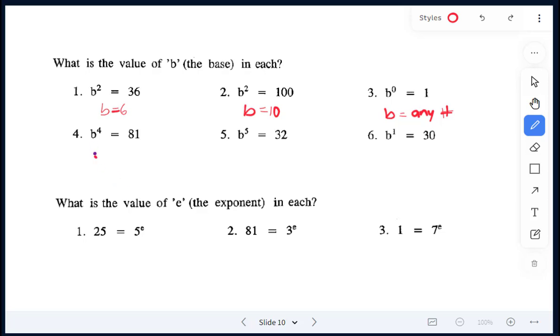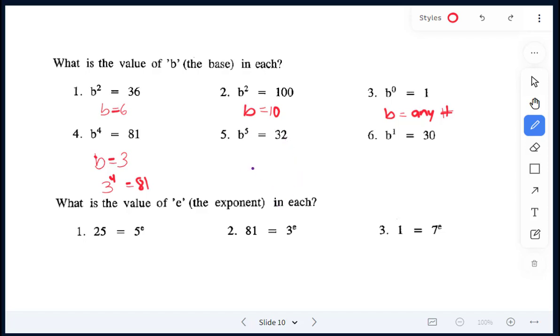Here, the base would equal 3, because 3 to the power of 4 is equal to 81. When writing exponents, make sure you're very clearly writing the exponents up at the top corner. It just has to be smaller. Okay, and a base to the 5th exponent gives me 32.